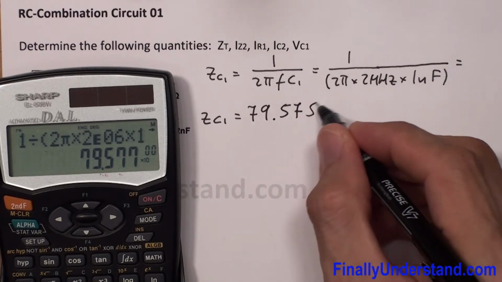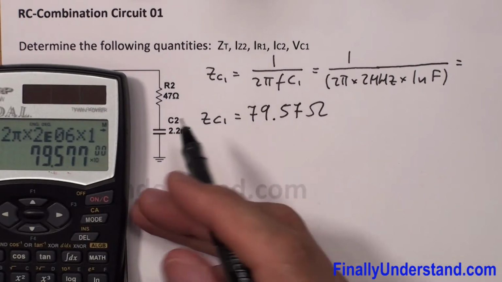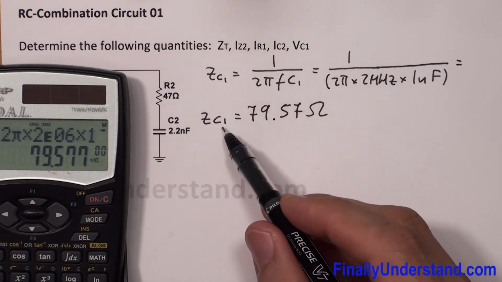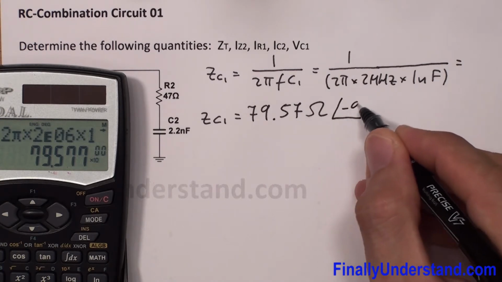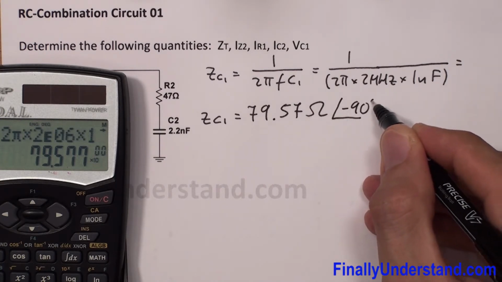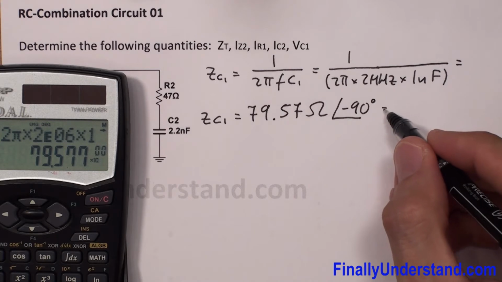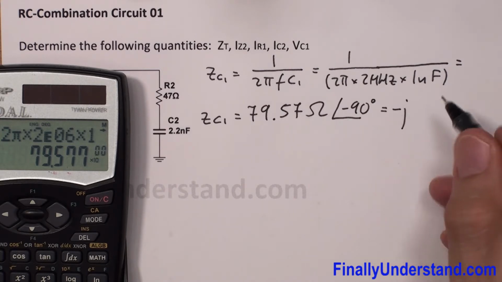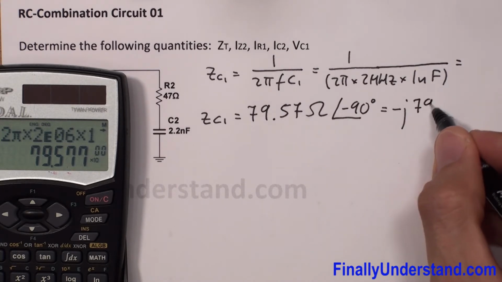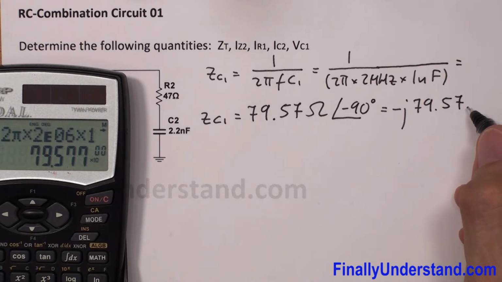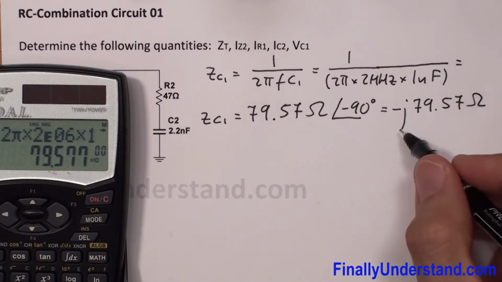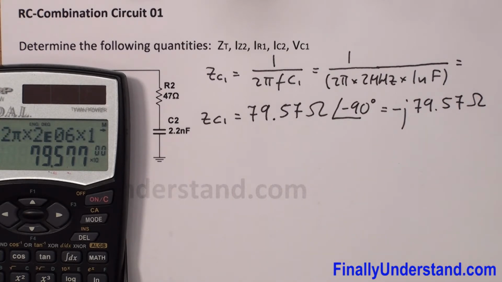79.57 ohms. And because we are talking about the impedance of the capacitor, you're supposed to add angle negative 90 degrees. Or you can write that this is equal to negative J 79.57 ohms. Either answer is correct.